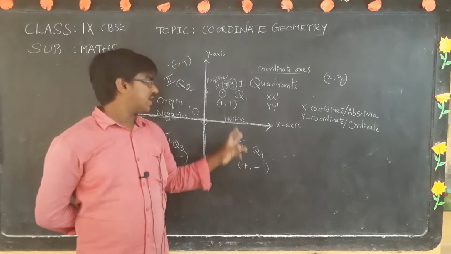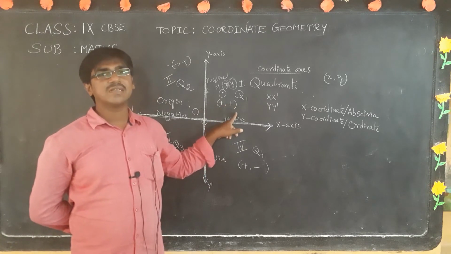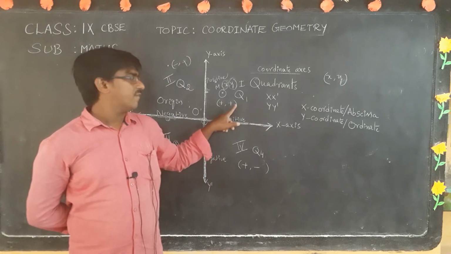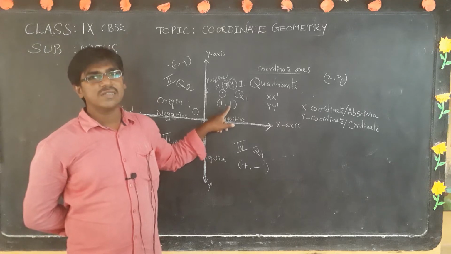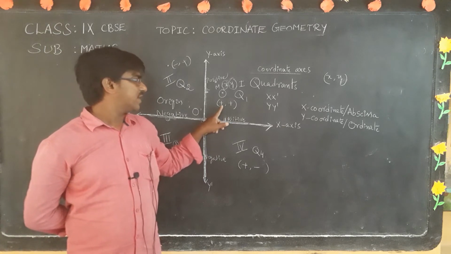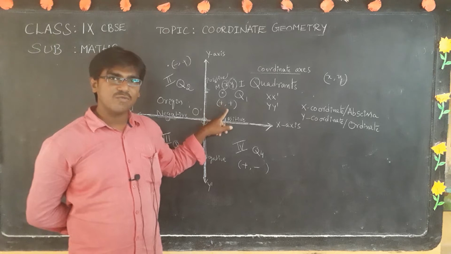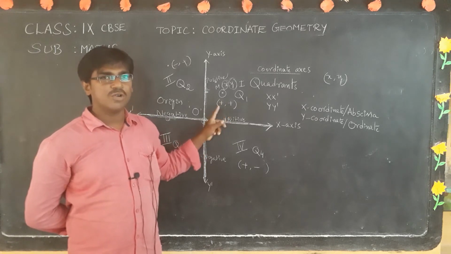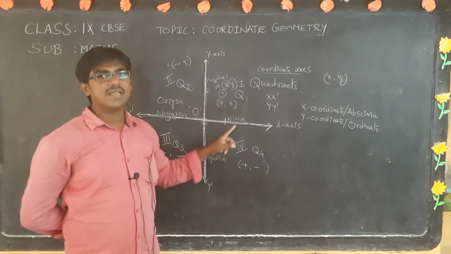So like this, you have to remember the signs of the coordinates of a point. When we are plotting the point, we look at what the x coordinate sign is and what the y coordinate sign is, and we are going to plot that by using the given numbers.